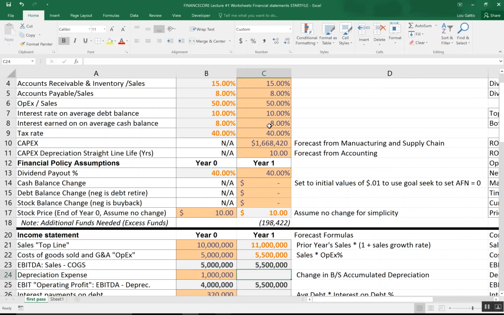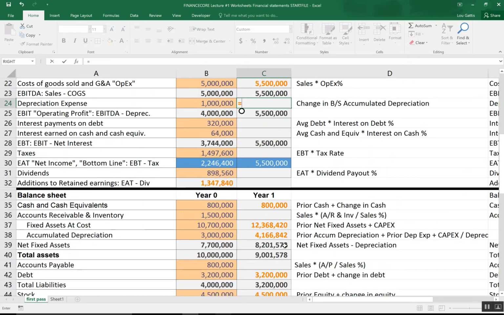We're going to take the change in accumulated depreciation from the balance sheet. So we'll get down to there in a few minutes, but let's take the accumulated depreciation forecast for year one minus last year's. So that change in accumulated depreciation must be the expense this year.